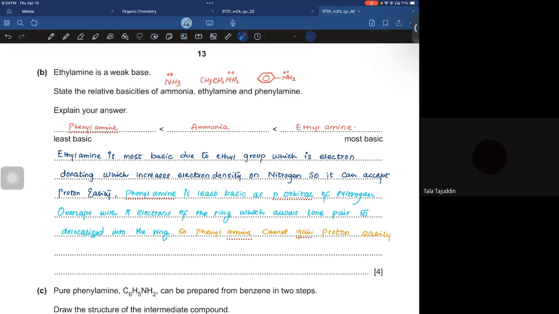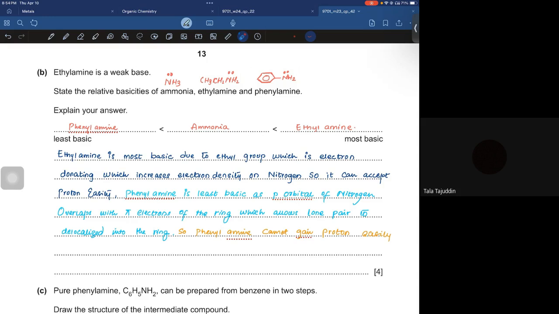It would not be acting as a base. So let's say if in case it is a base, it is a very weak base. You know why? Because it's not going to give its proton easily. Or in other words, I can say it's not going to gain a proton very easily. It's not a good lone pair. It's not a good proton acceptor. That's why it's a weak base.